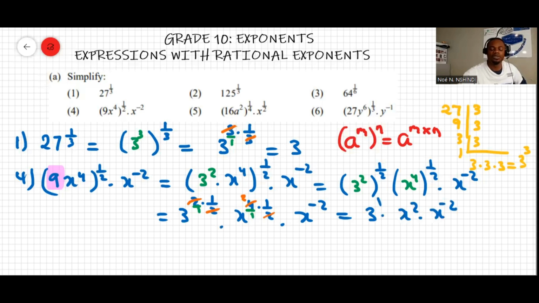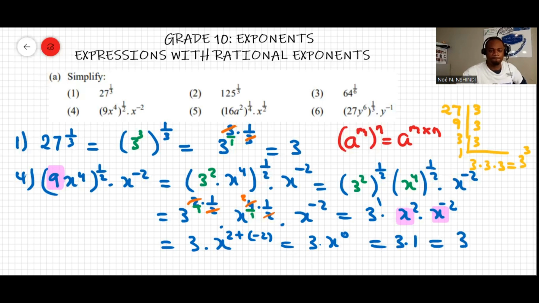Now over here, the bases are common, so we will add the exponents. So 3 to the power of 1 is just 3, and then x to the power of 2 plus negative 2, and that's 0. So this is 3 times x to the power of 0, and x to the power of 0 is 1. This is just 3 times 1, and this is equal to 3. So the same way we did question 4, you can do question 5 and question 6. Okay, now we're going to move on.